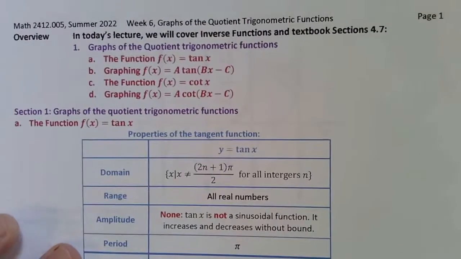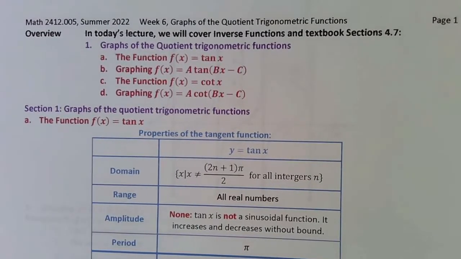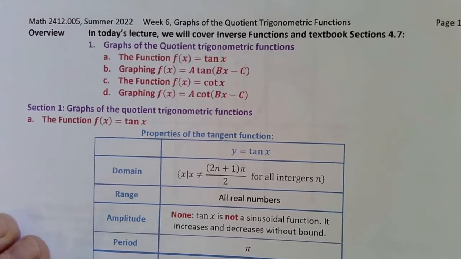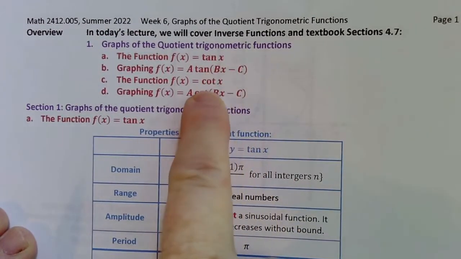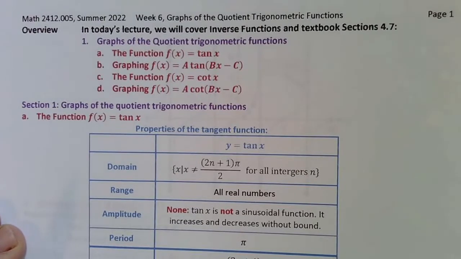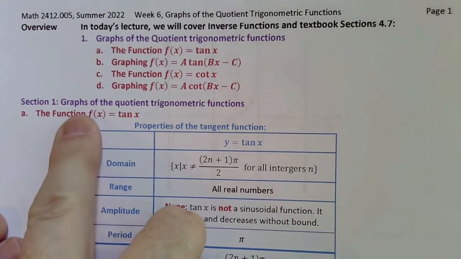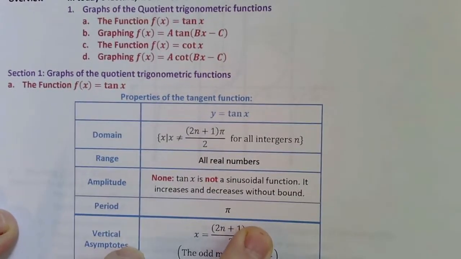Alright, this should be a relatively short video, just looking at the graphs of the quotient trig functions, tangent and cotangent. And the most important one is, of course, tangent. So let's just see. Let's consider the graph of tangent. And what do we know right now about tangent?